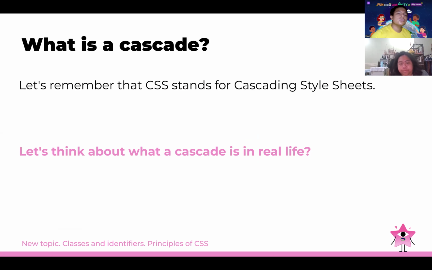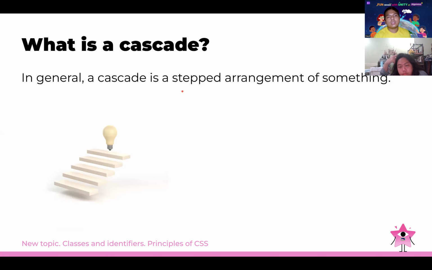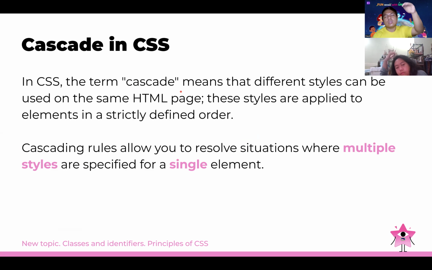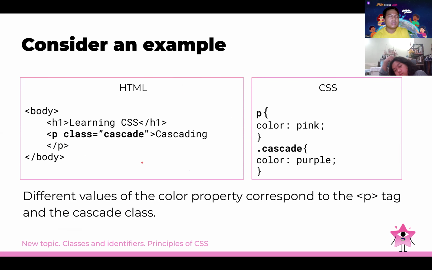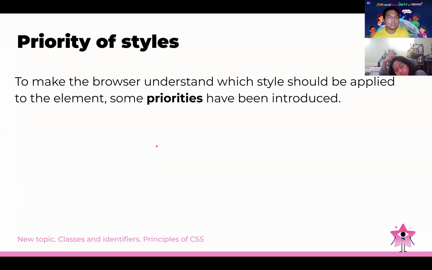Now, in CSS, it stands for Cascading Style Sheets. So what is a cascade? In general, a cascade is a step arrangement of something, like stairs, steps. Cascading rules allow you to resolve situations where multiple styles are specified for a single element. For example, if you want to use a cascade, it will change the color using the class.